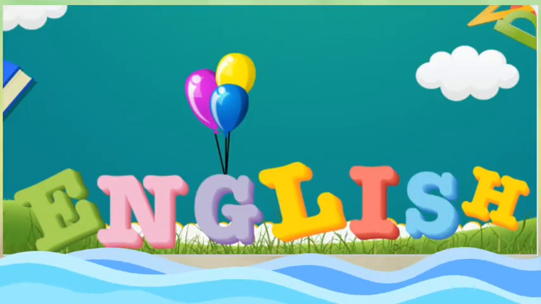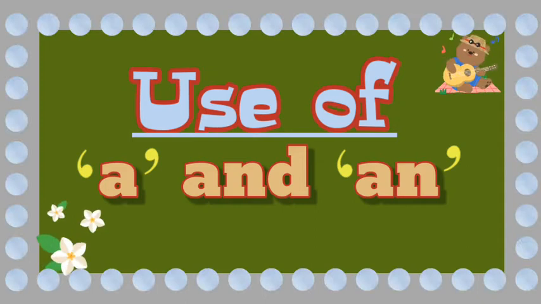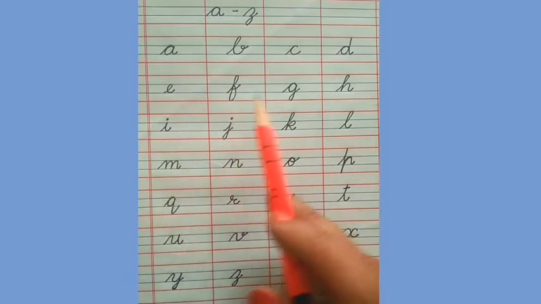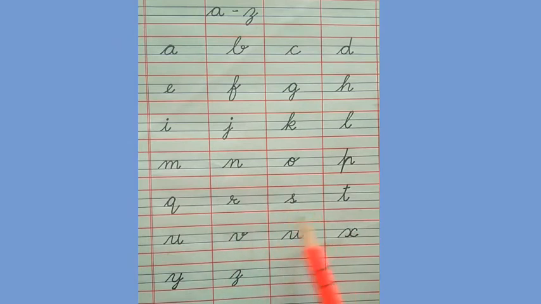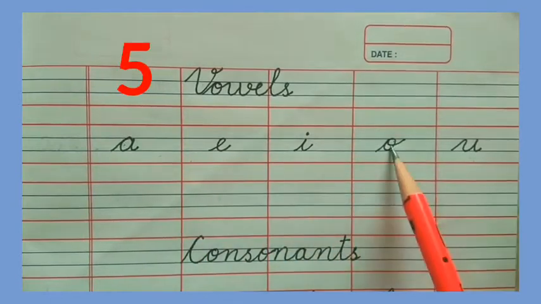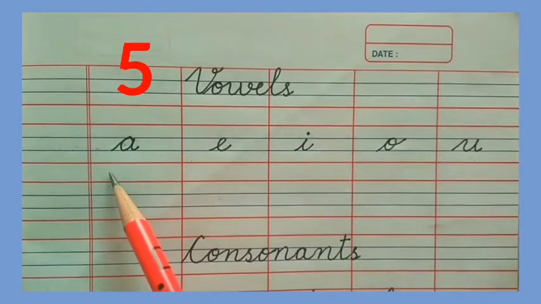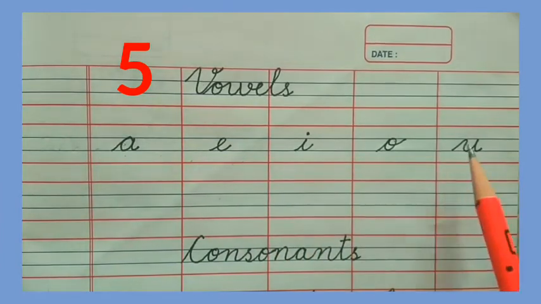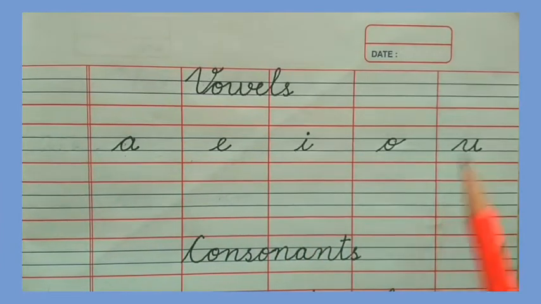Today I will teach you English. Use of a and an. Children, you know that there are 26 letters in the English alphabet. There are 5 vowels in the English alphabet, which are A, E, I, O and U. Okay?